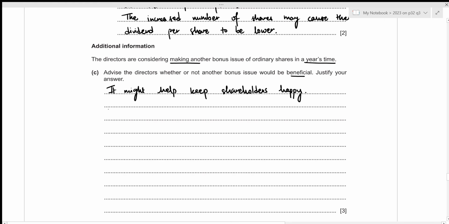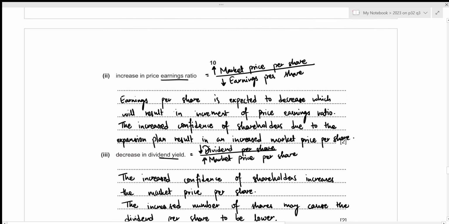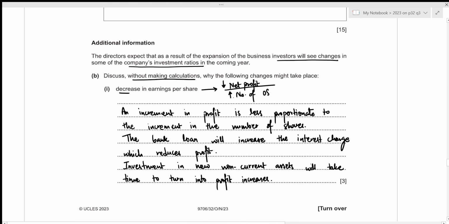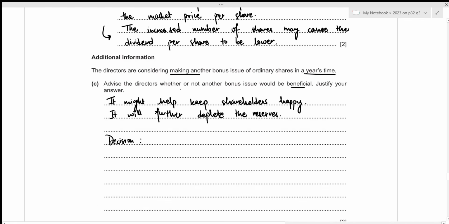But remember, bonus issue should be funded by our reserves, which means that this will further deplete our reserves. Now, based on these factors, you need to advise the directors. So personally, my decision would be that another bonus issue would not be beneficial because this will result in the increment of number of shares. So the increased number of shares will cause the dividend per share to be lower, which means that our dividend yield will be further decreased. And the increased number of ordinary shares will again result in a decrement in earnings per share as well. So that would be my reasoning. Let's write it down.